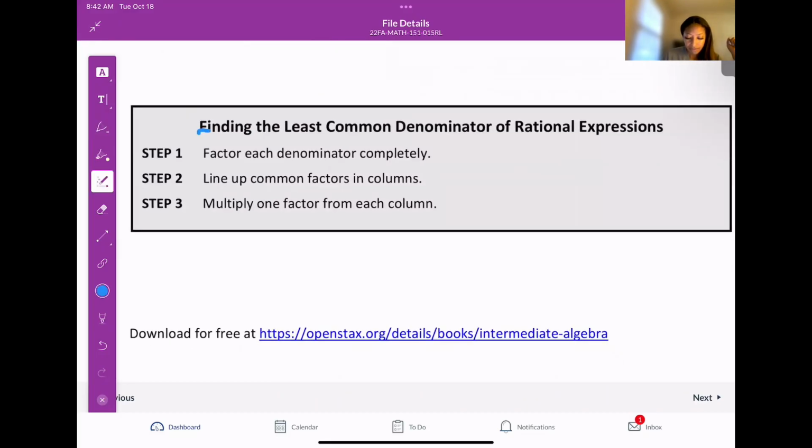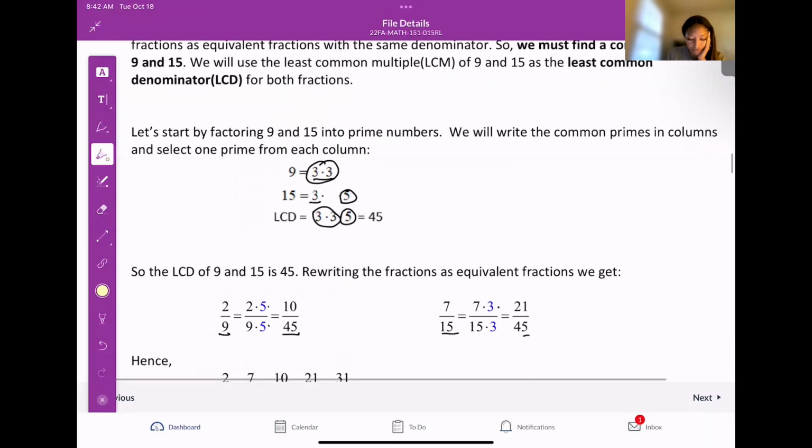So let's highlight this. Finding the least common denominator for our rational expressions is 3 steps. 1, factor the denominators completely, and then line up common factors, okay? So that means how many x's, how many x plus 1s, how many x minus 1s, how many 3s, whatever, line up all of the factors. And then multiply 1 factor from each column. What does that mean? If we go back to what I had up here, where I kind of have this stuff circled, I'll erase it.